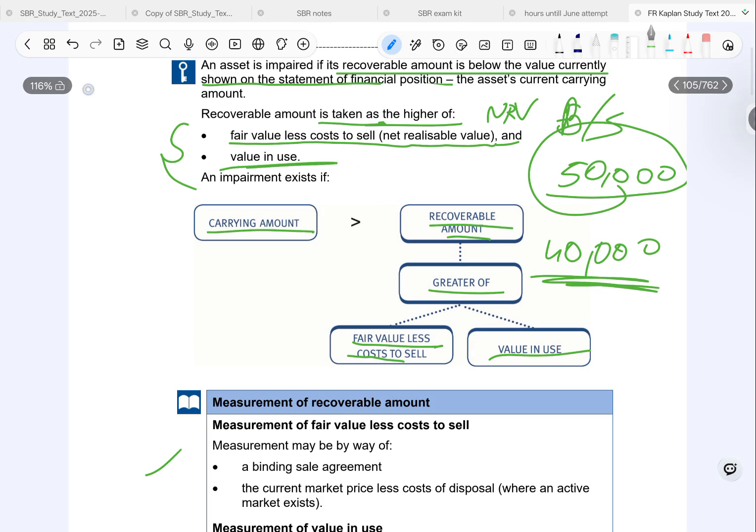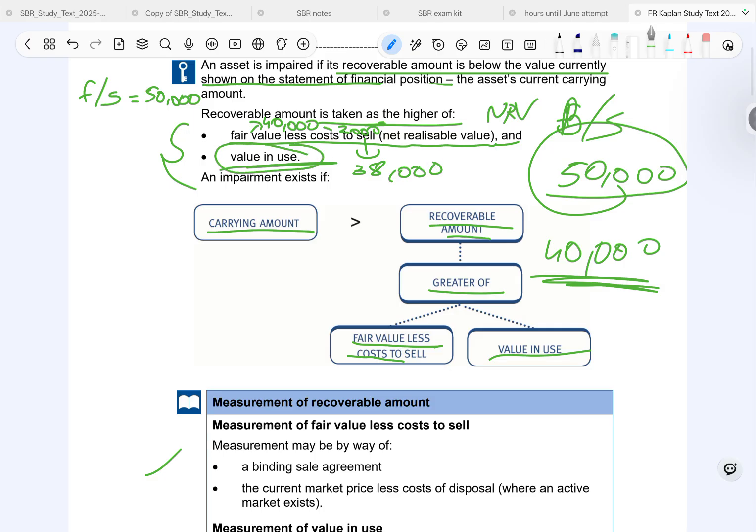Let's think that in the financial statements, your asset is valued at 50,000. Now if you go and try to sell it in the market, we determine that the fair value is 40,000. And we have to incur some cost to sell it. Maybe we have to promote it, or transport that machine somewhere. So let's take 2,000 as the cost to sell. So your fair value less costs to sell will be 38,000.